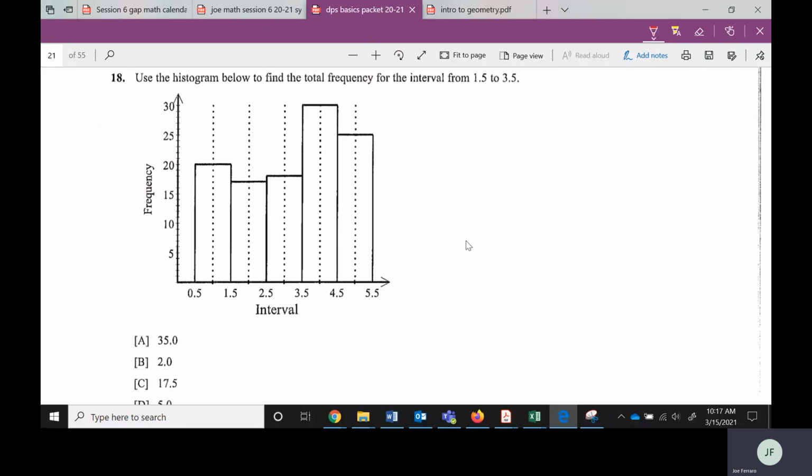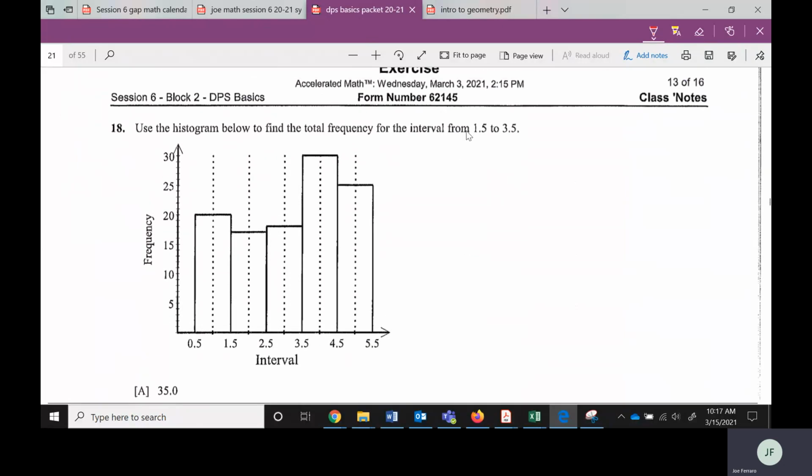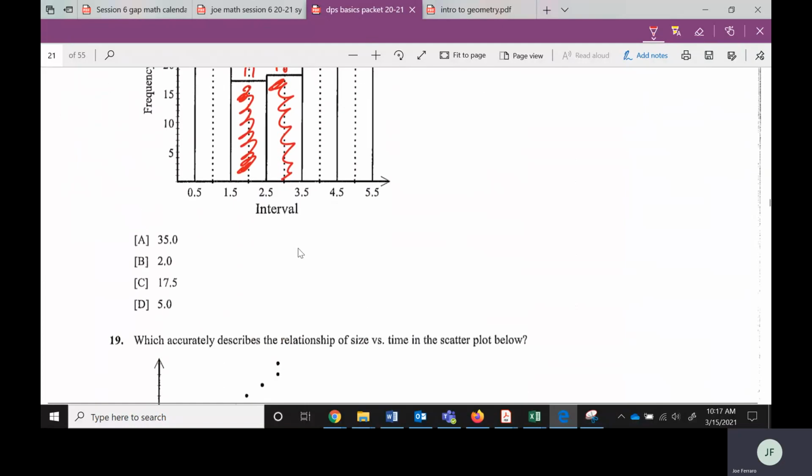Number 18. Just make sure you're really careful on this. They want to know for the interval from 1.5 to 3.5. So that would be these 2 boxes here. You just got to be really careful looking over, and it can be kind of tough. Here's 15, 16, 17. This looks like one more. So then all you do is just go 17 plus 18. That's 35.